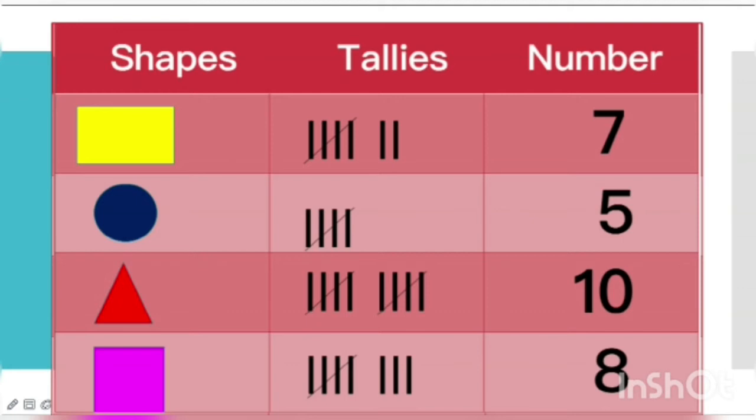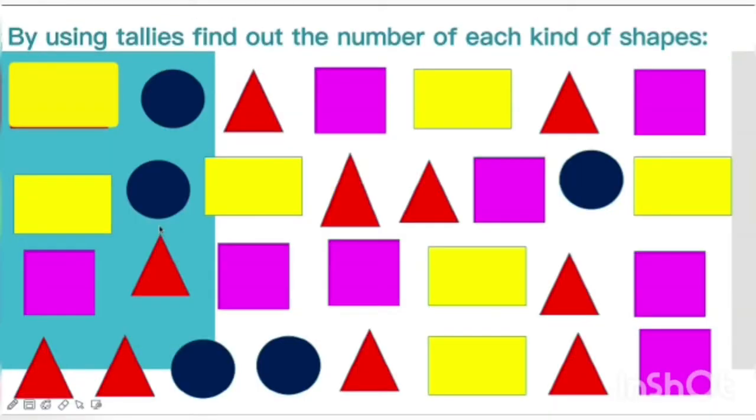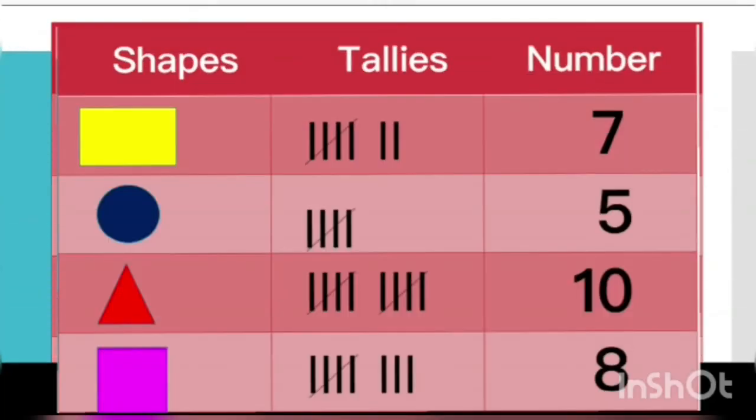In the same way children, when we will go back to the picture and find the number of circles, we will find that there are 5 circles in the whole picture. So, now let us count the number of triangles. There are 1, 2, 3, 4, 5, 6, 7, 8, 9, 10. 10 triangles in all. And now let us count the number of squares. Total number of squares in the figure are 8.